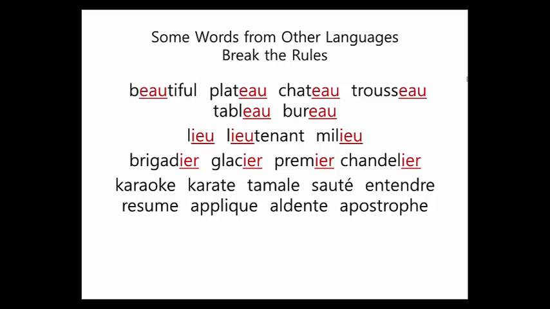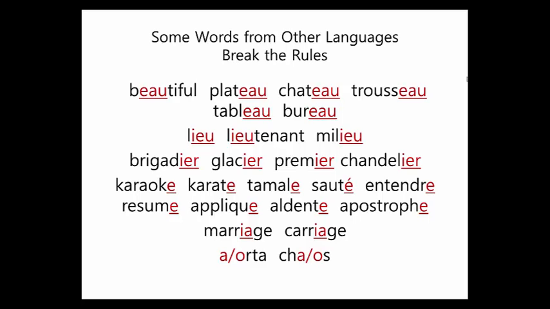And there are some words from other languages that break the silent E rule. From the Japanese, Spanish, French, Italian, and Greek. And in these words, also from the French, the I and A together make 1 sound. And finally, with these rare words from the Greek, the A and O make 2 separate sounds.